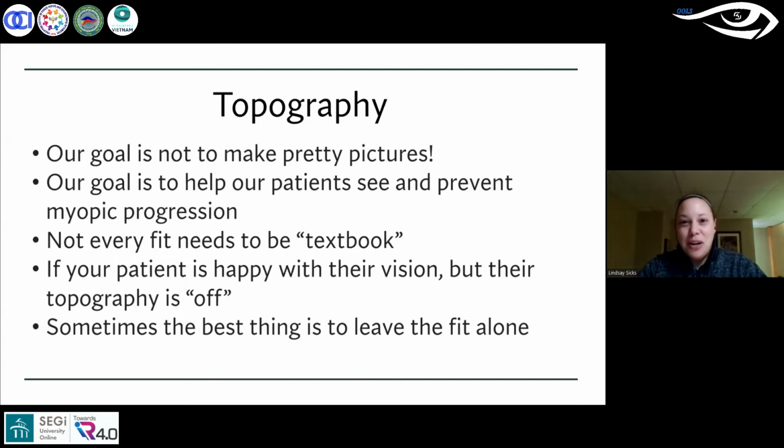So I always try to remember that when I'm looking at a topography that's maybe not perfect or pretty, but if the patient is happy with their vision, they're seeing 20/20, their over-refraction is what I expect, and their lens is in good shape. I need to remind myself that not every fit that we do needs to be in a lecture or in a textbook. Sometimes the best thing we can do for our patient is not to chase the fit alone.